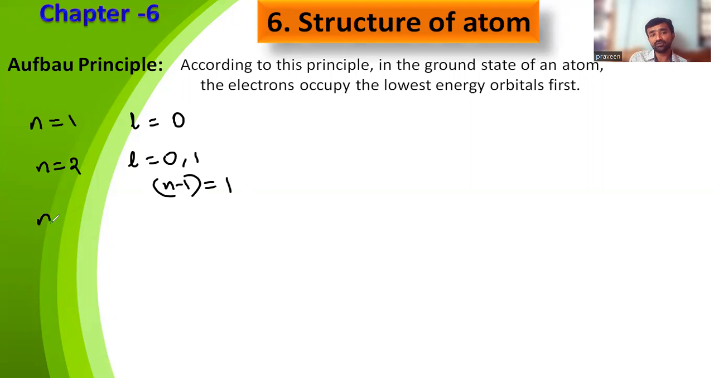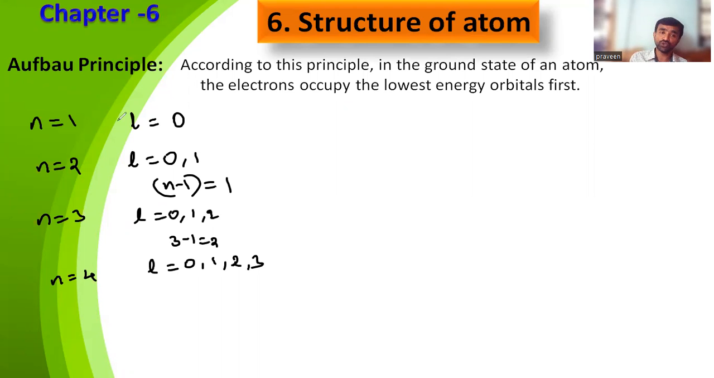0 and 1. n equal to 3: l equal to 0 is possible, then n minus 1, 3 minus 1, that is 2. So 2 possibilities there. Likewise here, you need to take them. So n equal to 4, l equal to 0, 1, 2, and 3. n minus 1, 4 minus 1, maximum possibility is 3. So using these n and l, I am writing orbitals with energy levels.